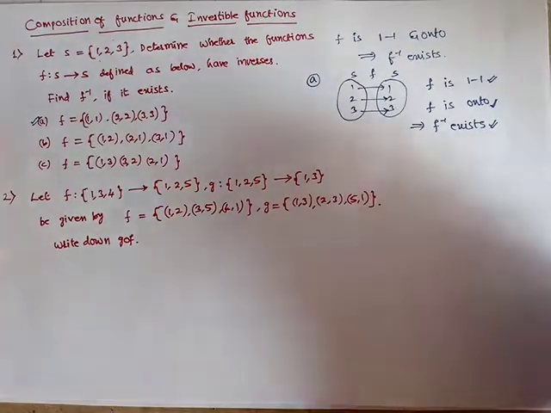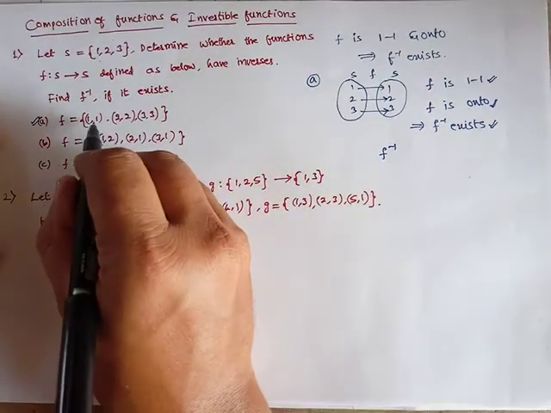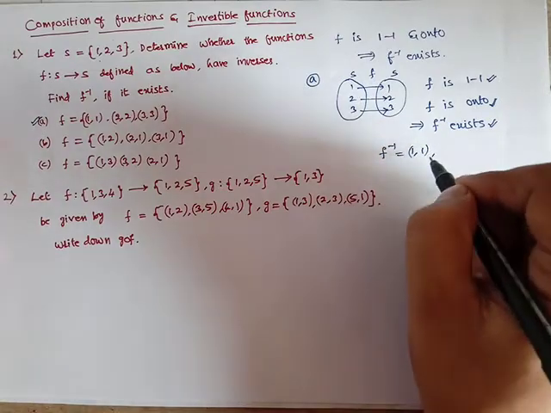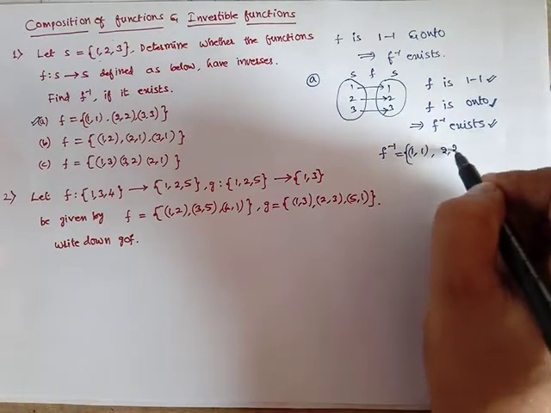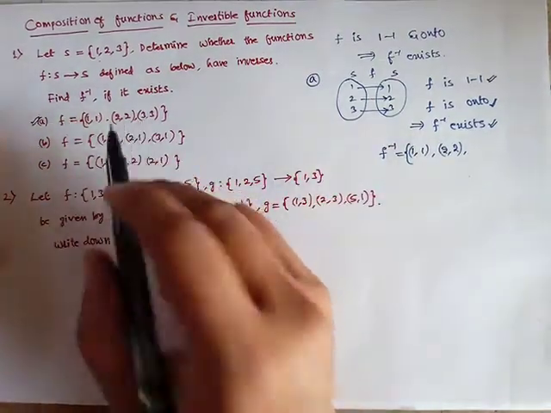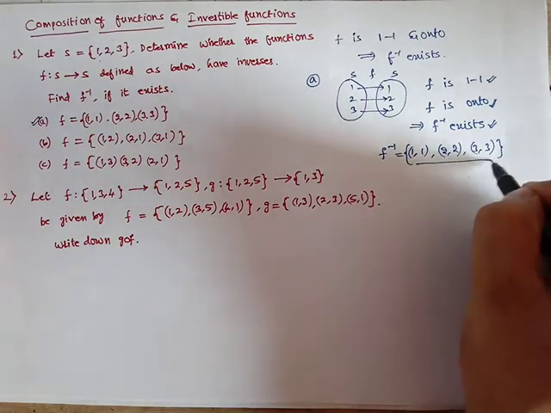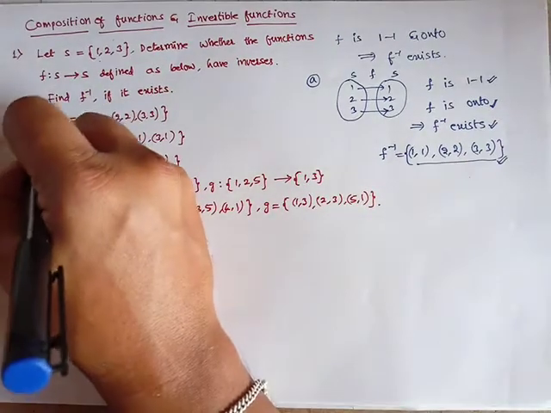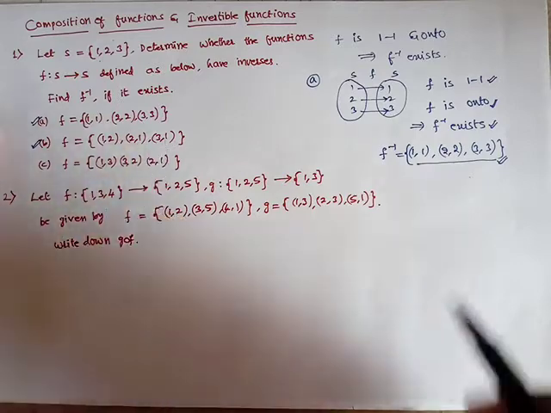Then how to write the F inverse? Take it in the reverse order: 1 1 is there, take 1 1, and second one 2 2 is there, take 2 2, and 3 3 is there, so take 3 3. Taking in the reverse order also, it will come out the same. And look at the second question B. F is equal to {(1,2), (2,1), (3,1)}.